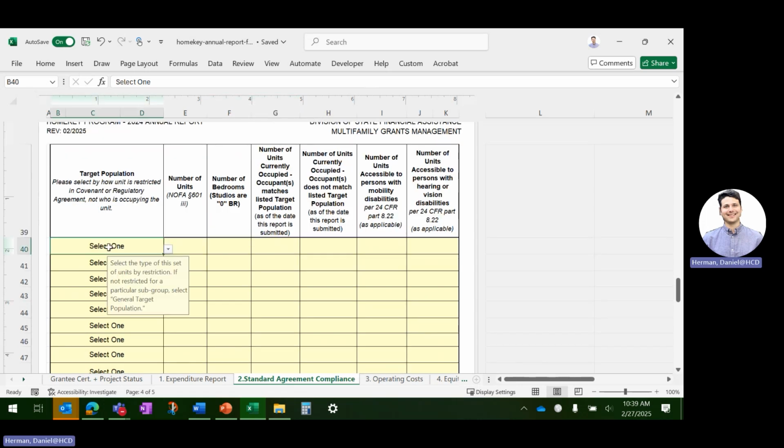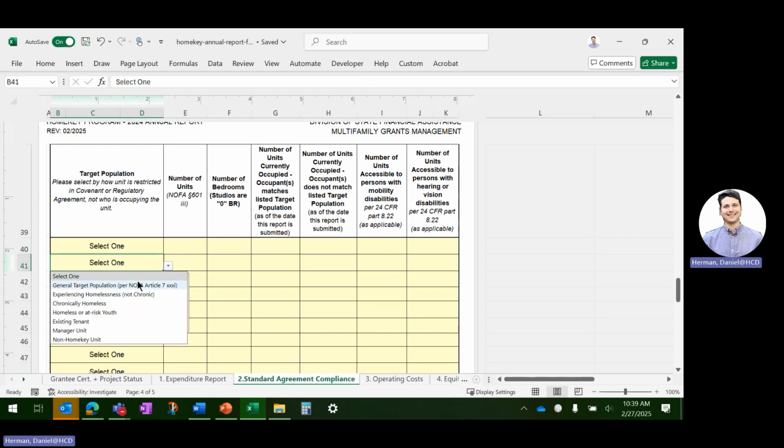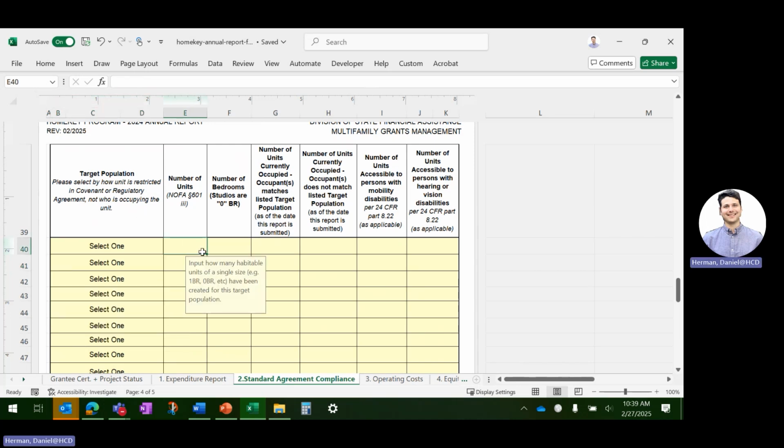So first you enter the type of target population in columns A through C. So please select the relevant one as marked in the standard agreement. If the target population is marked as NA, then please select the general target population drop-down option. In column E, enter the number of units for that target population. And then column F, mark the number of bedrooms for that target population.